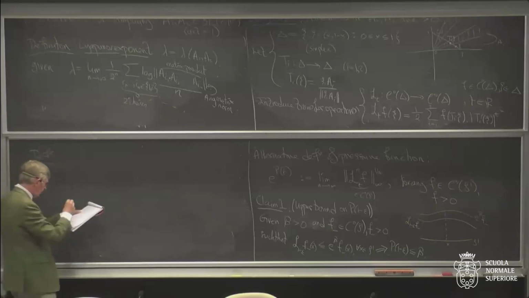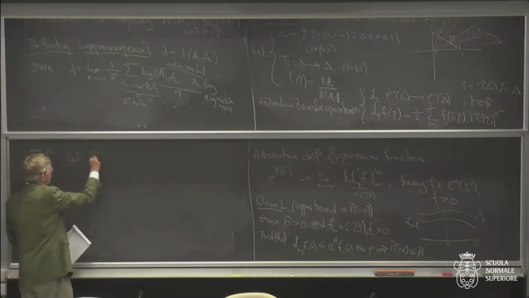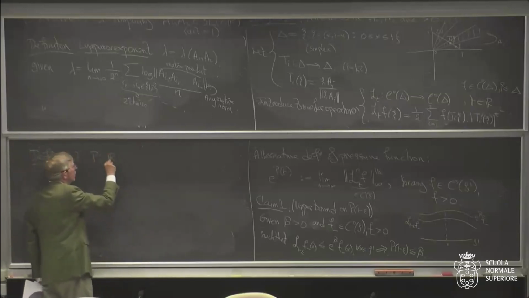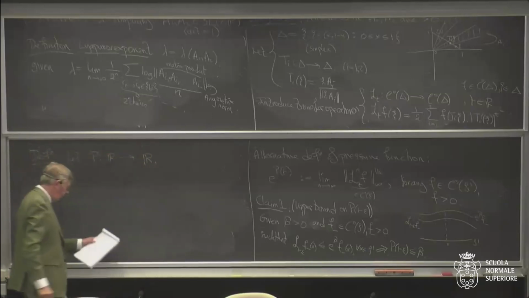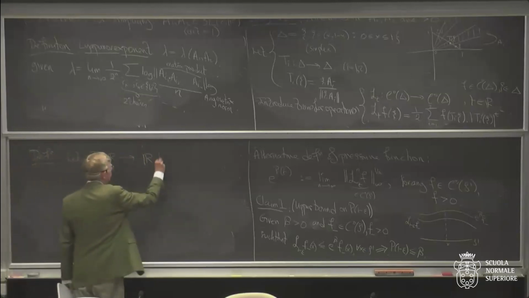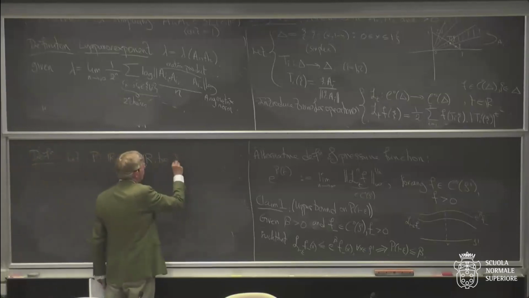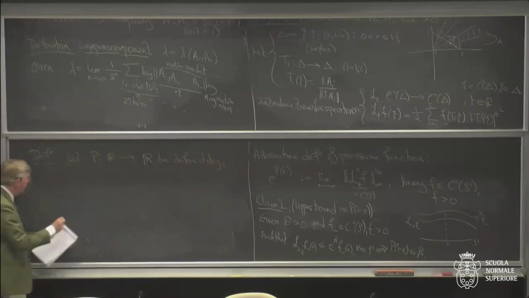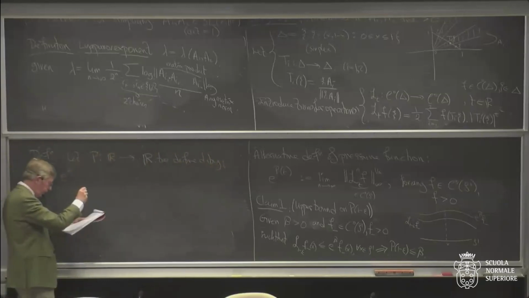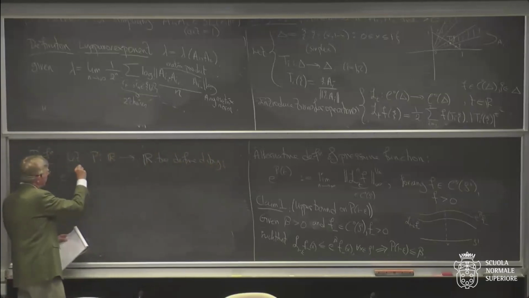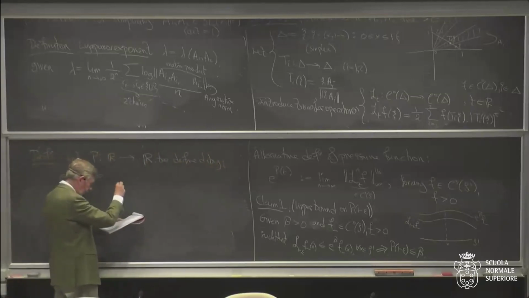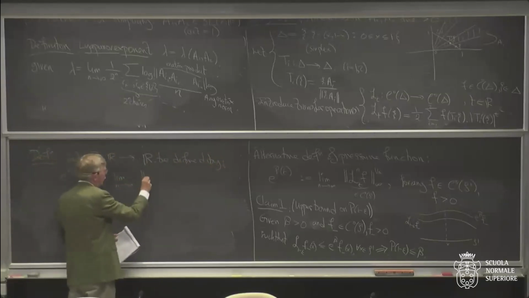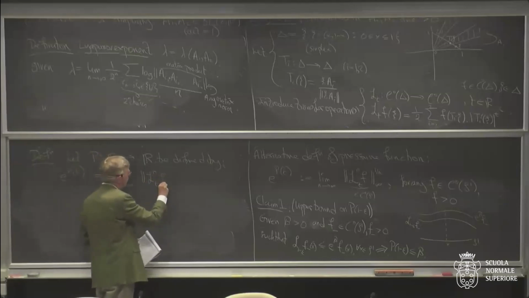We introduce this pressure function. Let P go from the real line to itself, defined by saying that e to the P of t is going to be equal to the limit as n tends to infinity of the norm of L to the n t applied to some function f.